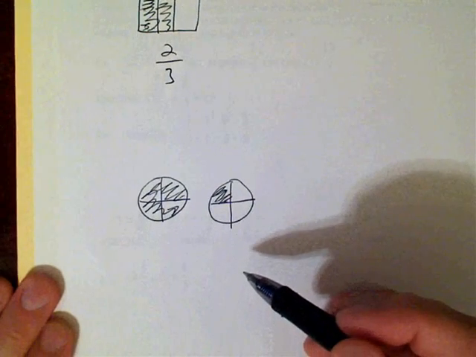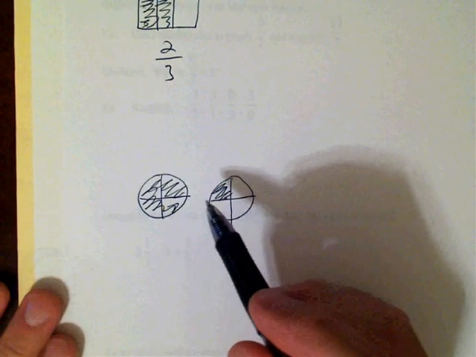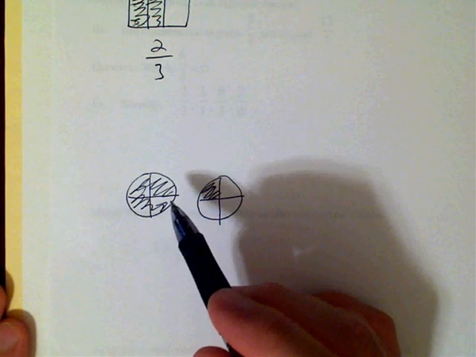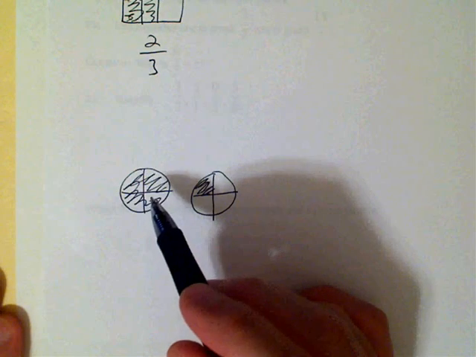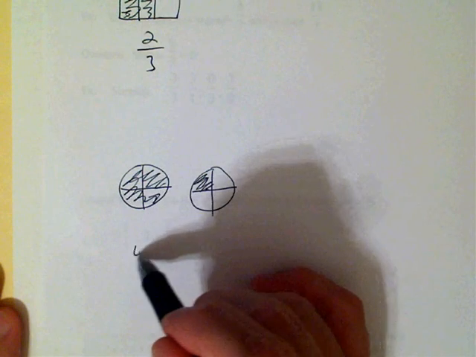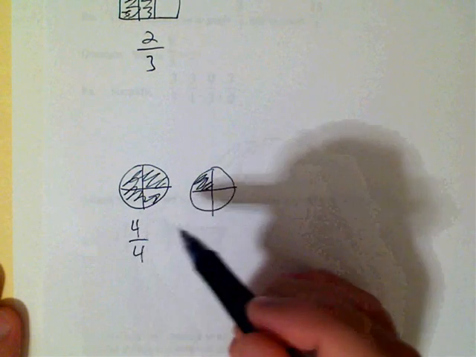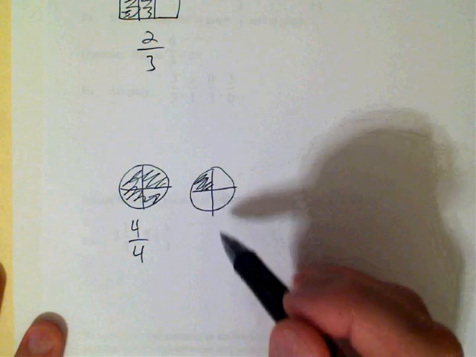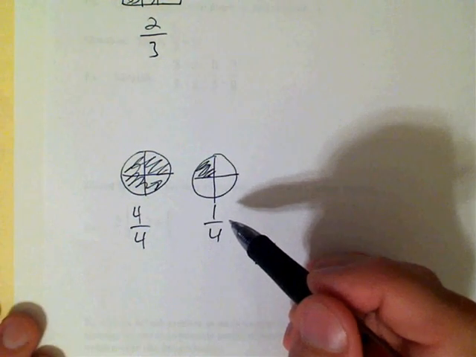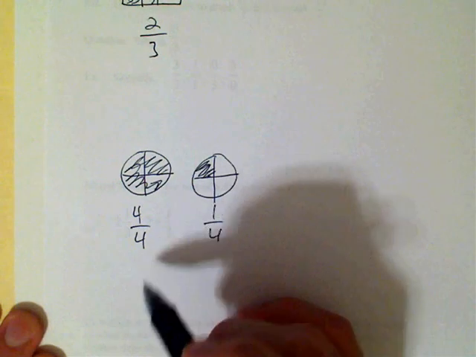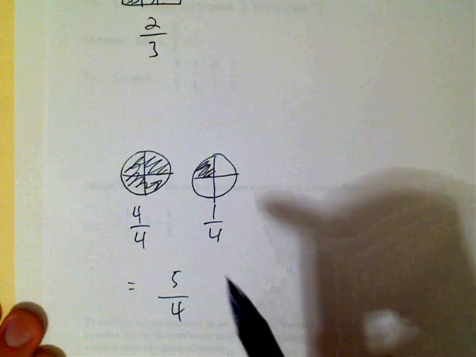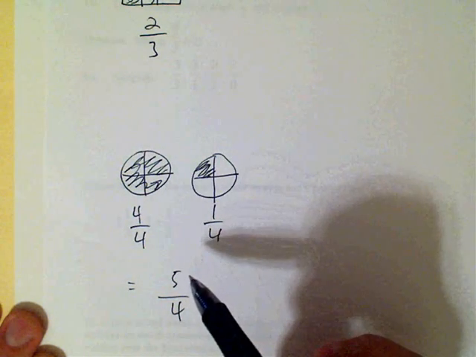Now let's look at this figure. This figure consists of two same circles that are divided up into four parts. This first one is a whole circle divided up into four parts. And so there's four total parts and all four are shaded. Now this one is also divided up into four parts with one shaded. Now if I were to ask you how many total fourths are shaded, you would say 5/4. So the fraction that represents this is 5/4.